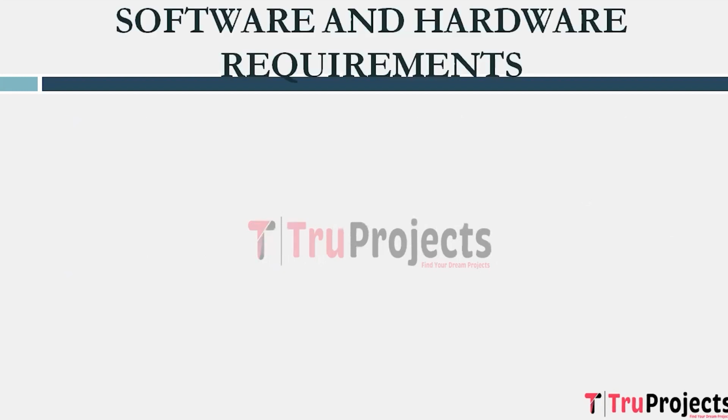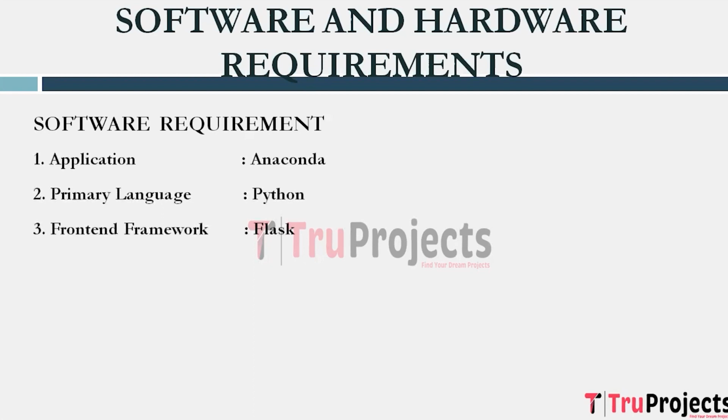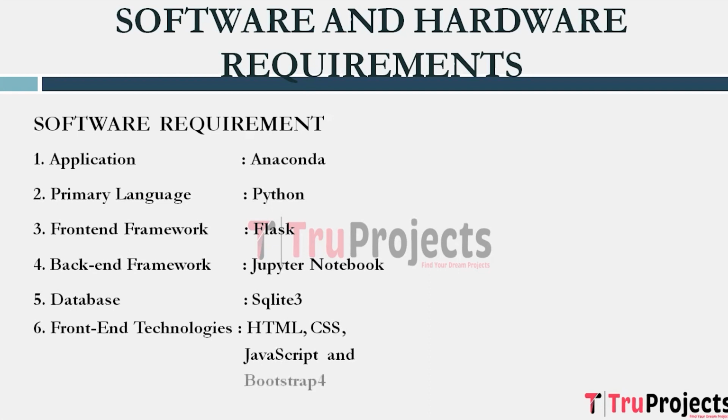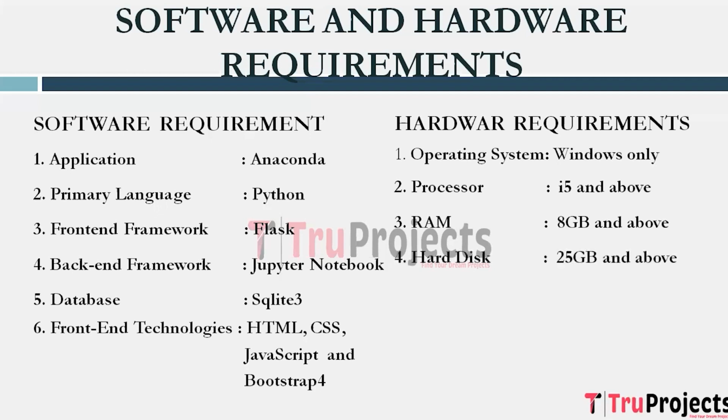To implement this project, we need software and hardware requirements. Software requirements are application of Anaconda, primary language of Python, front-end framework of Flask, back-end framework of Jupyter Notebook, database of SQLite 3, front-end technologies of HTML, CSS, JavaScript, and Bootstrap 4. Coming to hardware requirements, we need operating system of Windows, processor of i5 and above, RAM of 8 GB and above, hard disk of 25 GB and above.